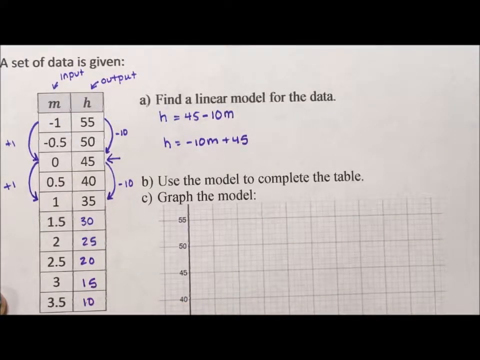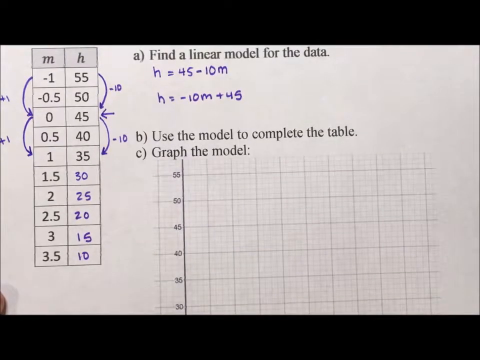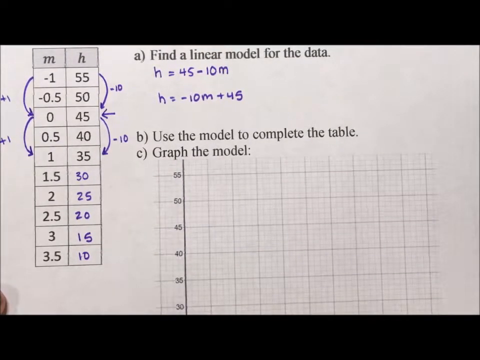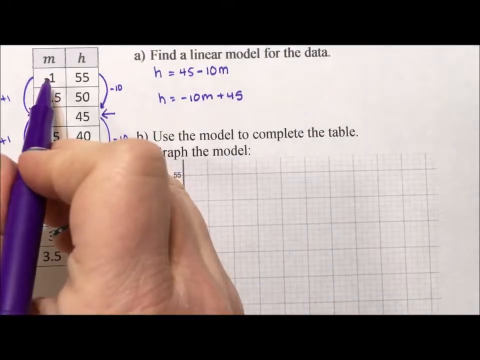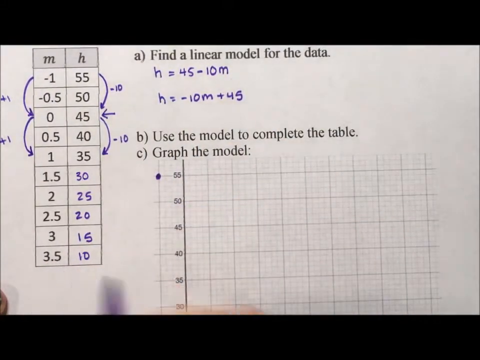Okay, now it says graph the model. So in my graph, let's see, I'm just going to graph the first point, this negative 1, 55, and my bottom point, 3.5, 10. Maybe I'll do 3, 15. Then I get nice grid points. I just need 2 points.